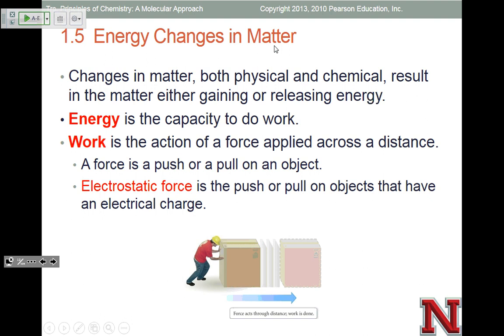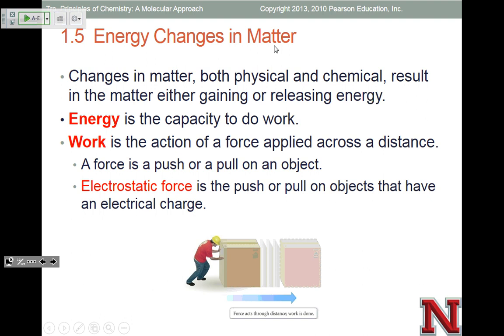Electrostatic force is the push or pull on objects that have an electrical charge. Because in this particular class, we'll look a little bit at covalent bonds, but a lot of the reactions we'll be talking about will be ionic reactions. And even in organic chemistry, when we're talking about covalent bonds, we'll often be going through intermediates that have charge. And when we really dissect electrons and protons, those parts of our atoms have charge. A lot of what we'll be talking about is electrostatic force.